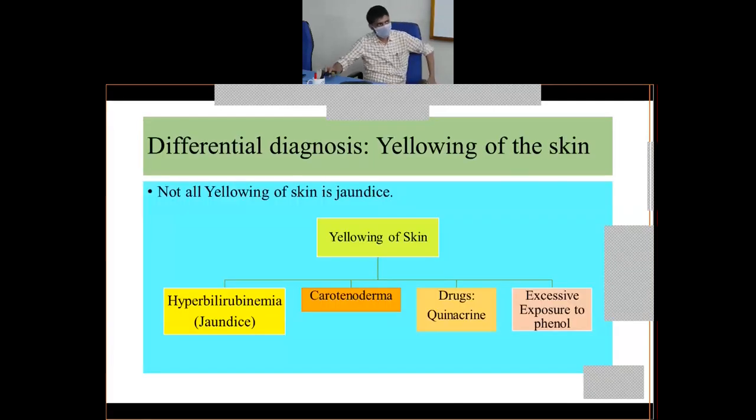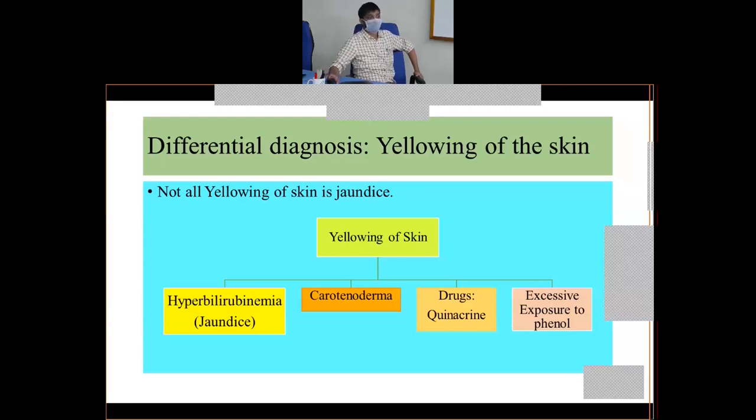Then if you face a case having yellowish discoloration of the skin, remember that not all yellowish discoloration of the skin means the patient has jaundice, that is, hyperbilirubinemia. So not all yellowing of the skin is jaundice. Jaundice means yellowish discoloration of the skin because of hyperbilirubinemia. So one cause of yellowish discoloration of skin is hyperbilirubinemia. This is the classical jaundice.